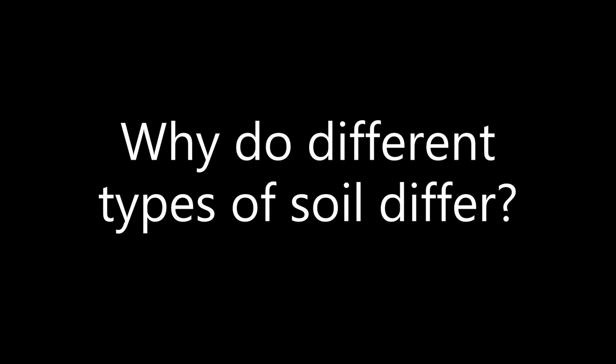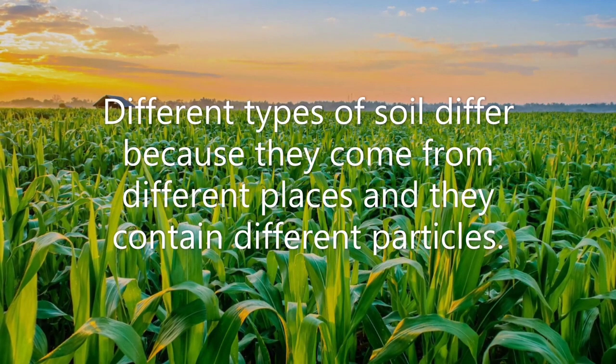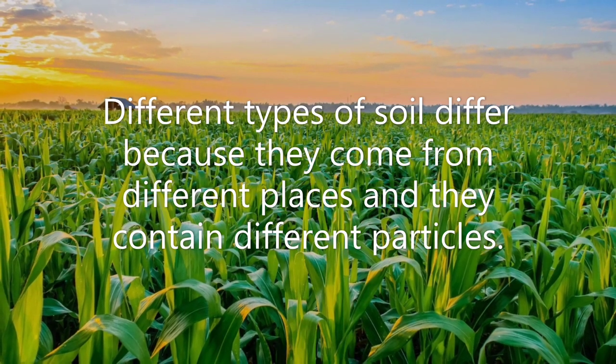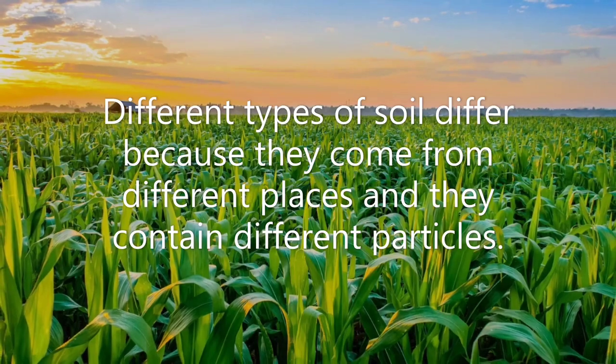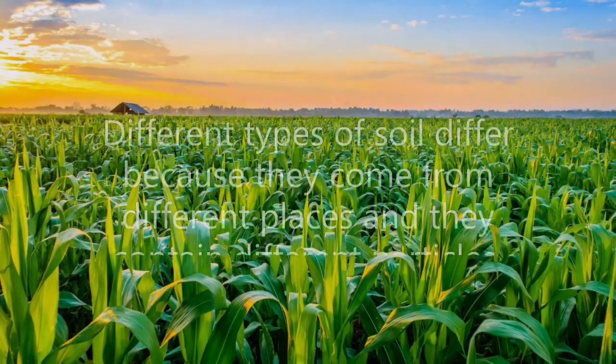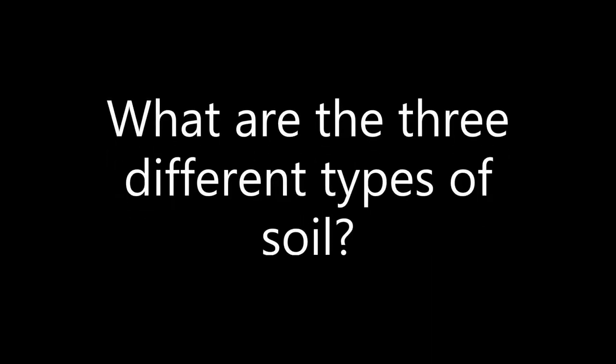Why do different types of soil differ? Different types of soil differ because they come from different places and they contain different particles. What are the three different types of soil?